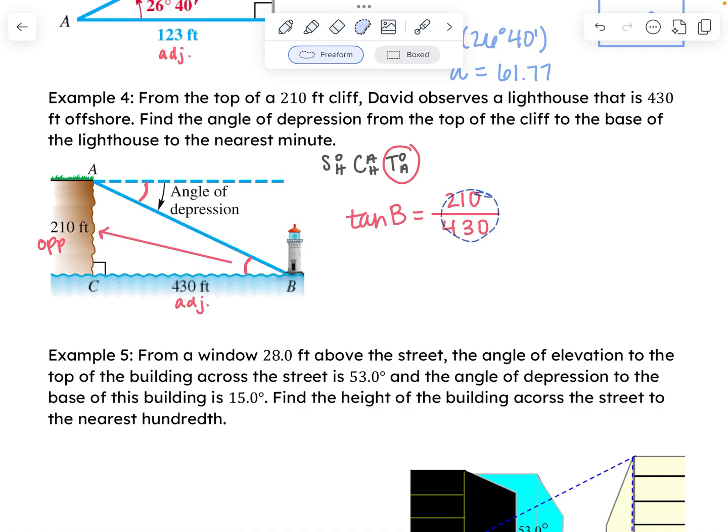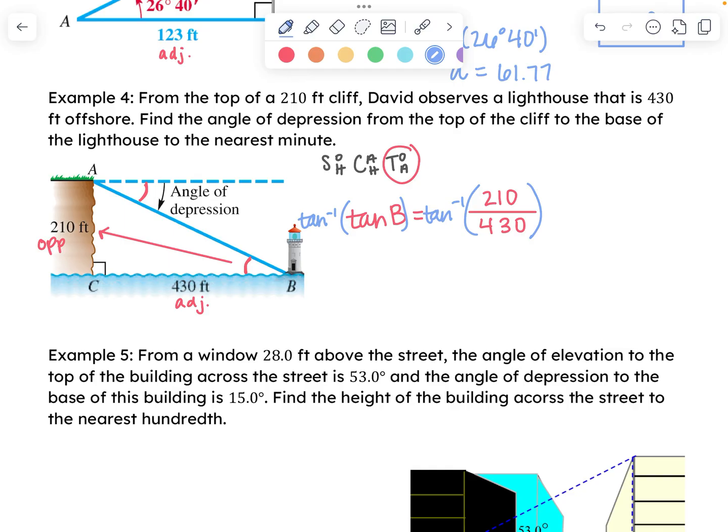Now, if I'm trying to find the angle, this is where my inverse trig comes into play. I'm going to take the inverse tangent of both sides. So over here it cancels, giving me B equals the inverse tangent of 210 over 430. I'm going to plug that into my calculator.